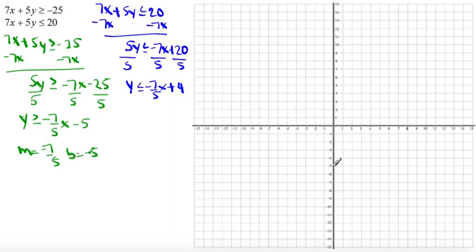So I start my graph at negative 5, and then the slope tells me to go down 7 to the right 5. Alright, and then to extend the line, I go up 7 to the left 5. Alright, and then I have to draw my line. Since this is greater than or equal to, I know part of my solution will be on the line, so I know I have a solid line.